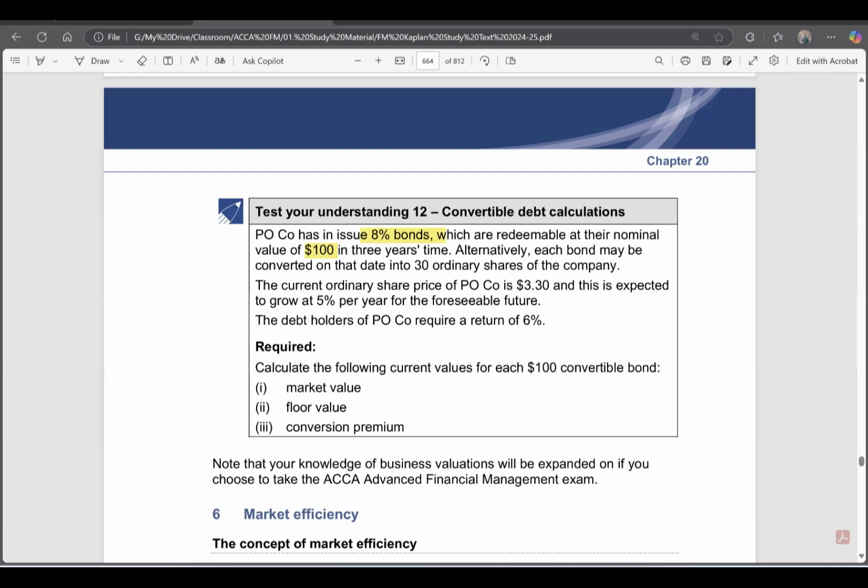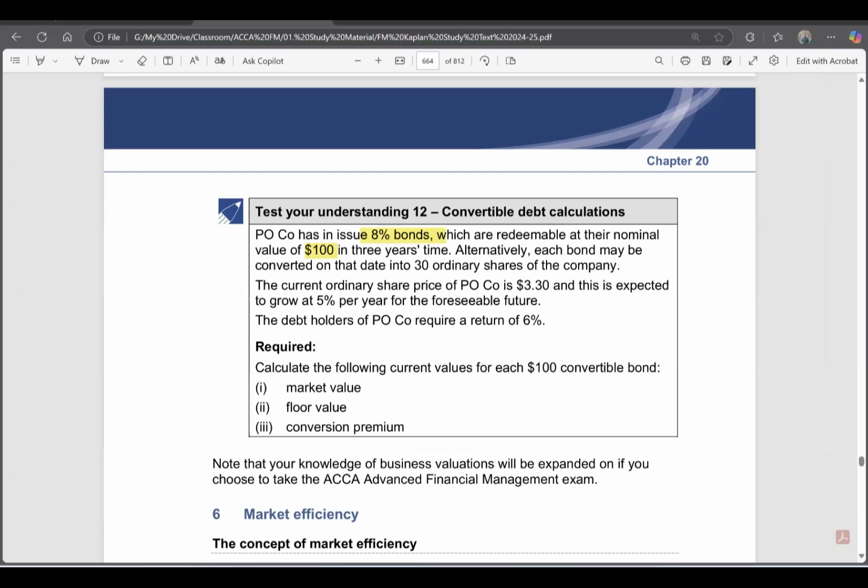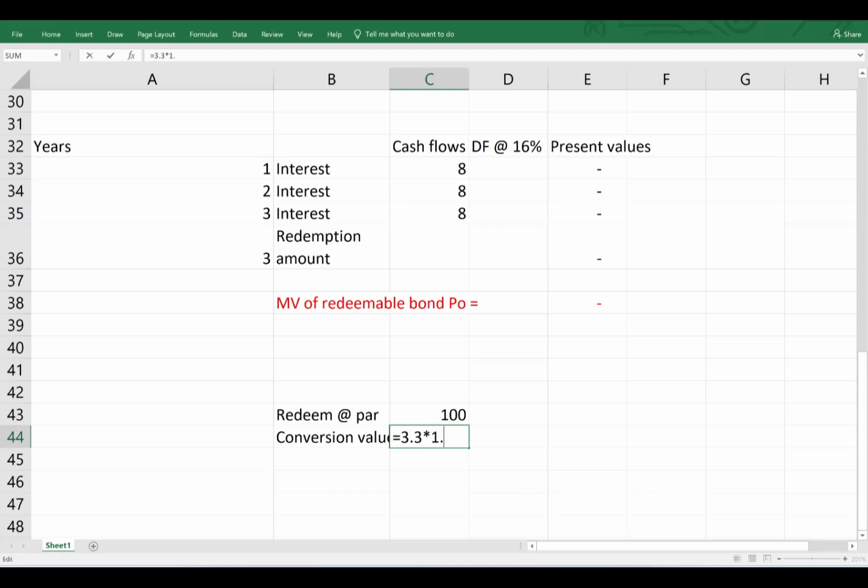So he said each bond may be converted into 30 ordinary shares. The current ordinary share price of our company is 3.3, but it is expected to grow at 5% for the foreseeable future. 3.3 is the price per share now, but it will grow every year at a constant rate. We need only 3 years because this bond has a life of 3 years. So 3.3 times 1.05 raised to the power 3. So the expected price of the share is 3.82.